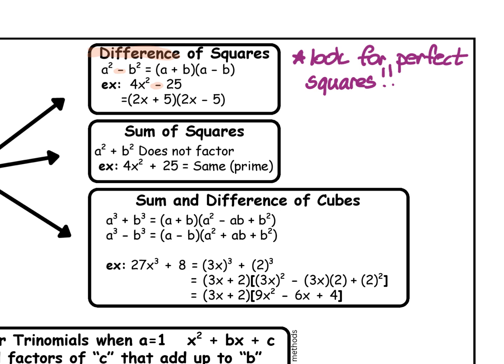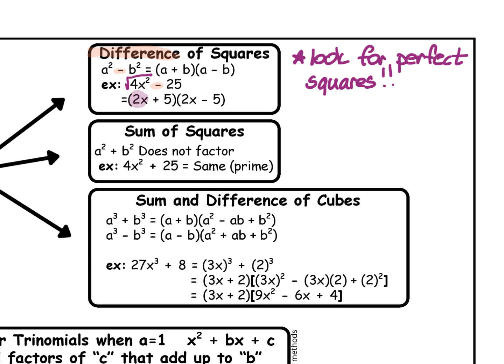Now that I know that it's a difference of squares, I know that this is the way that I need to factor it. And the way to do that is you're just going to take the square root of each of the terms and plop it in the parentheses. So what's going on here is we're taking the square root of 4x squared and we are getting 2x.